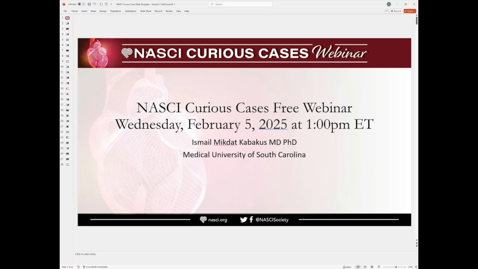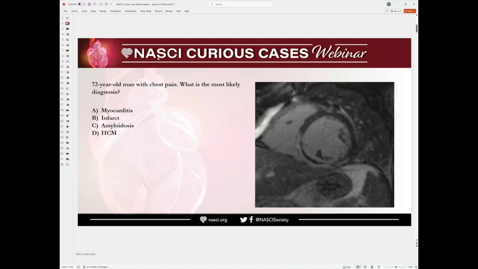The first case. This is a 72-year-old man with chest pain, and we are looking at the MRI. What's the most likely diagnosis? Anybody wants to join and make comment about this first case? So, infarct? Yes, awesome. Yes, of course. Thank you so much for contributing. I just wanted to start with this relatively easy case.